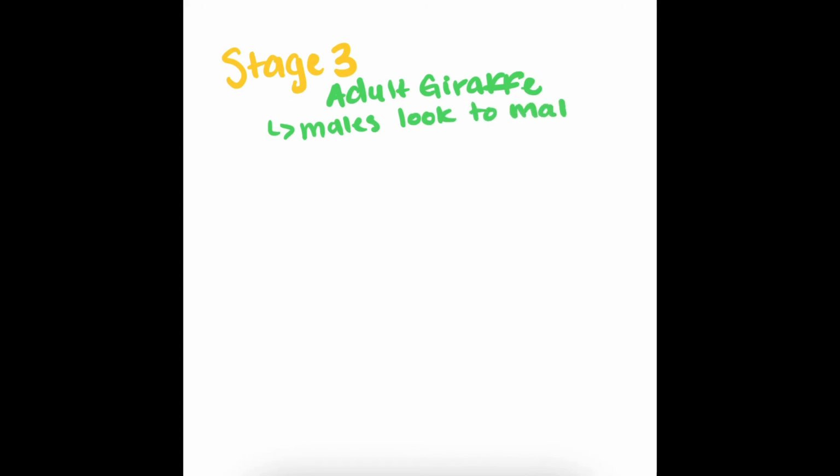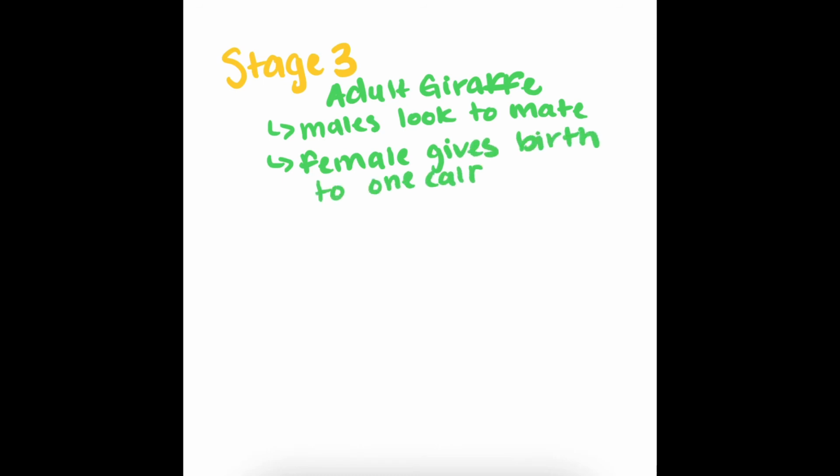Okay, now we're going to be focusing on stage 3. Stage 3 is focused on adult giraffes, and this is when males start to look for females in order to mate or reproduce. Females only give birth to one calf due to safety purposes, since they're easier to keep alive.